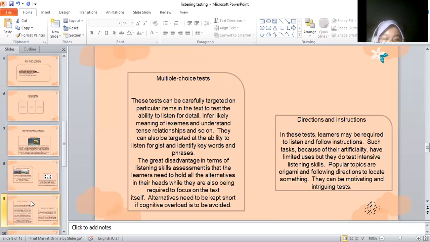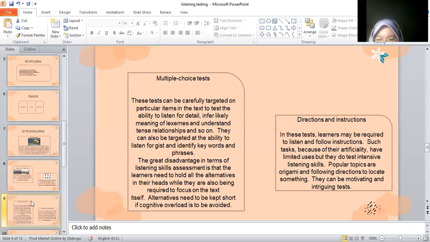The great disadvantage in terms of listening skill assessment is that the learner needs to hold all the alternatives in their head while they are also being required to focus on the text itself. Alternatives need to be kept short if cognitive overload is to be avoided.